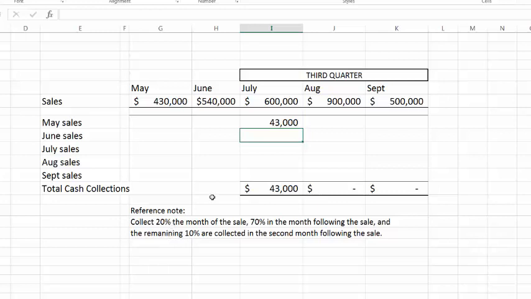Okay, let's look at June. Well, in June, 20% would be collected in June, right? And then 70% is collected in July, the month following the sale. Well, in August, then we're going to collect 10% of the June sales. So you see how I have May and I have June.